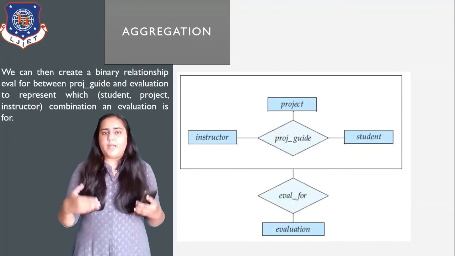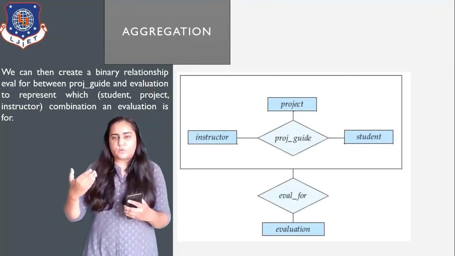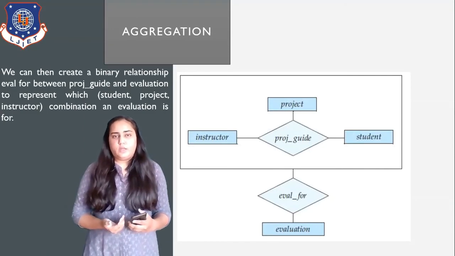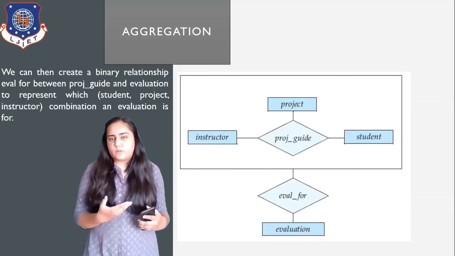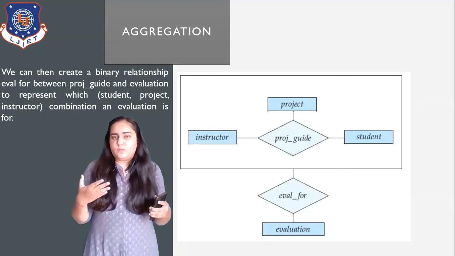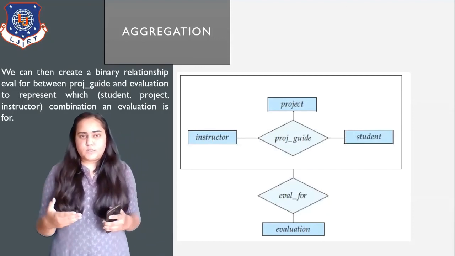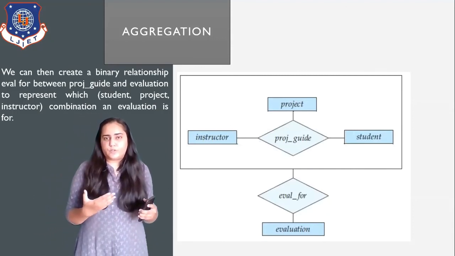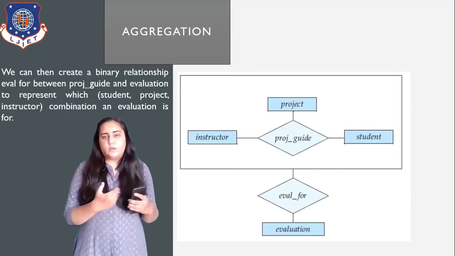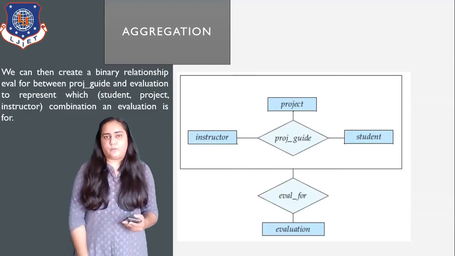And then the relationship that is actually created between project_guide and eval4 is a binary relationship, not a quaternary one, because as such, you are only connecting two entity sets. In aggregation, project_guide is considered as an entity set, so you're just connecting one entity set with another one. So it's a binary relationship, eval4.